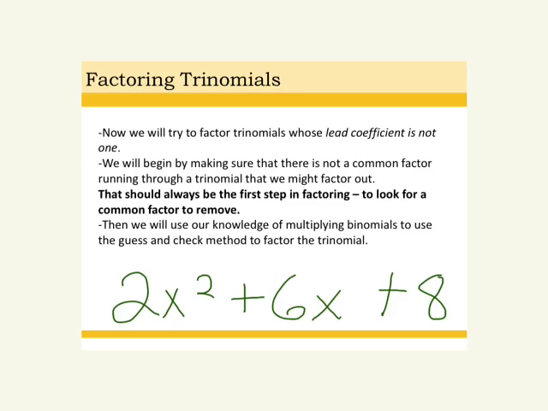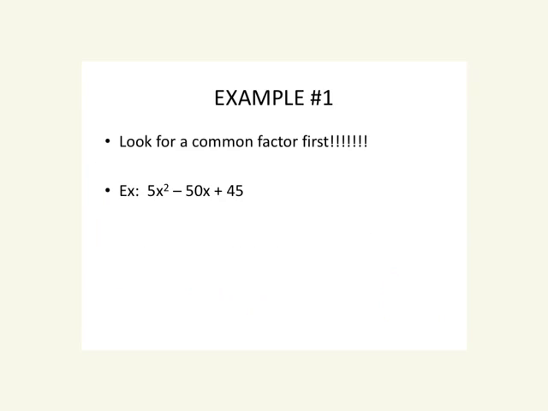If we cannot remove a common factor, then what we're going to need is to use our knowledge of multiplying binomials, meaning the FOIL method, to use the guess and check method to be able to factor the trinomial. Alright, let's jump right into this with example number 1. Example number 1 is 5x squared minus 50x plus 45.